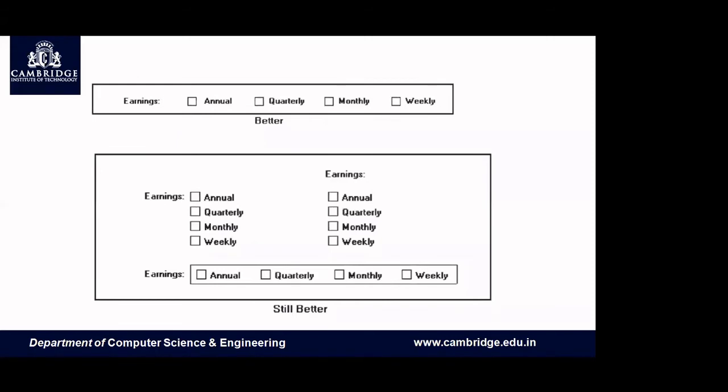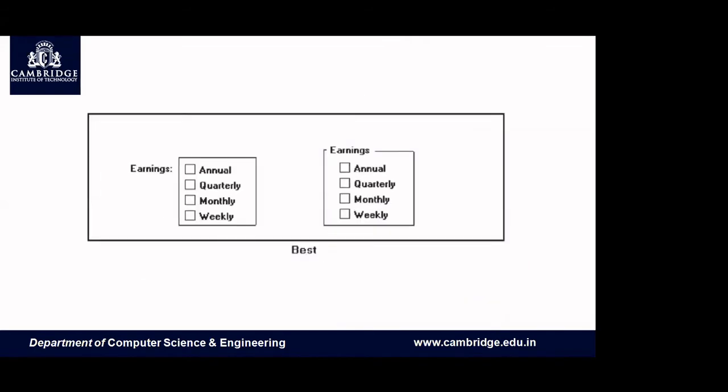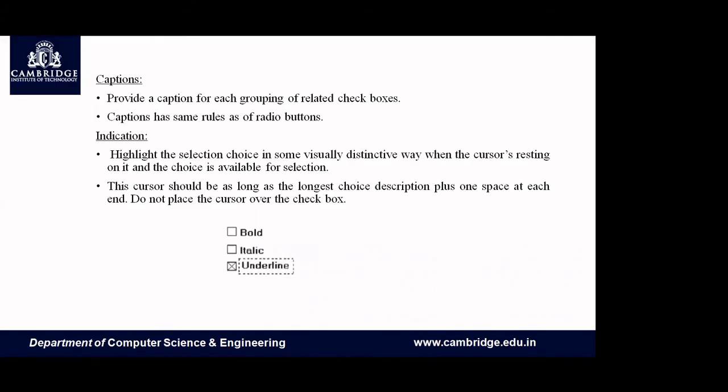Better and still better images, you can see where it is done. Grouping and little spacing is given. The best one, as in the radio boxes, the same way in checkboxes also. Then, caption. When you provide a caption, it will be very good for radio buttons and checkboxes also. And the very important thing is indication.